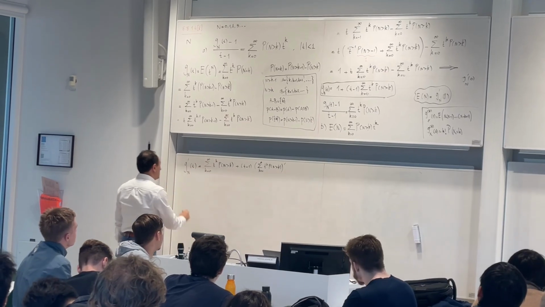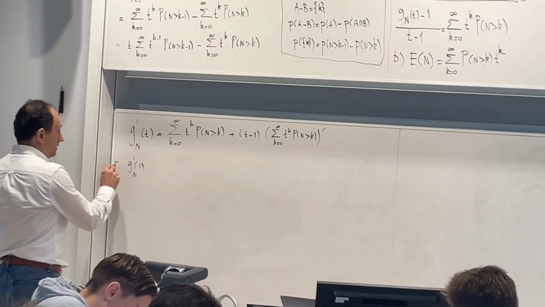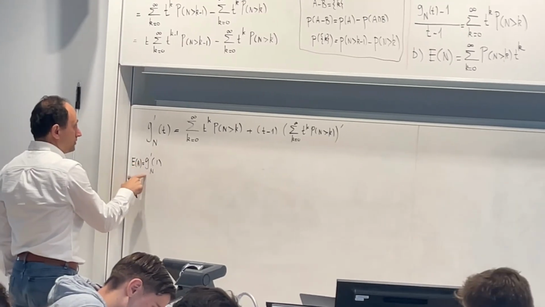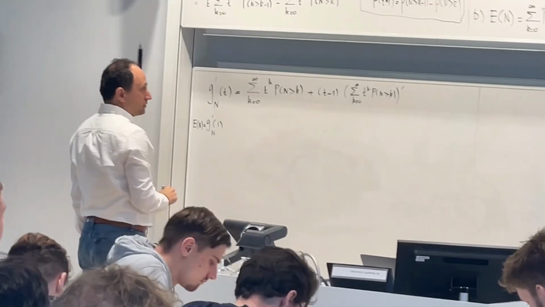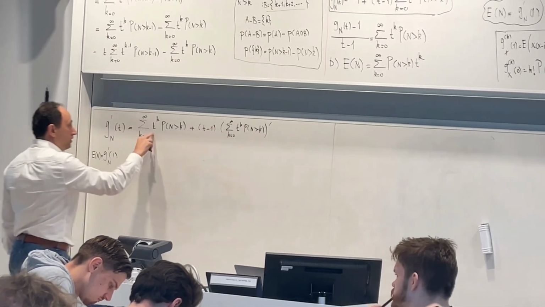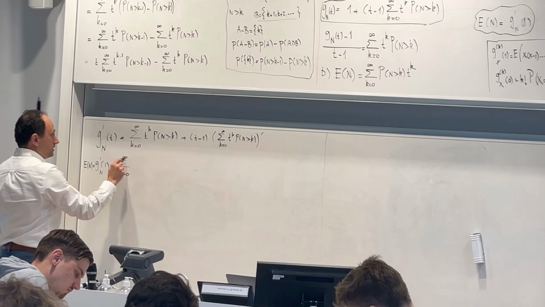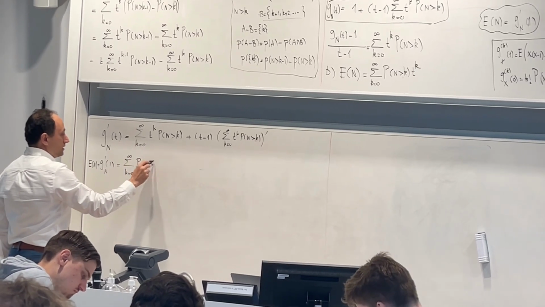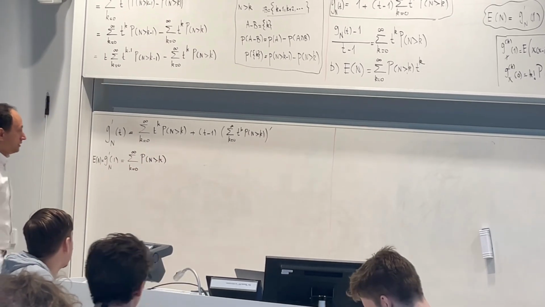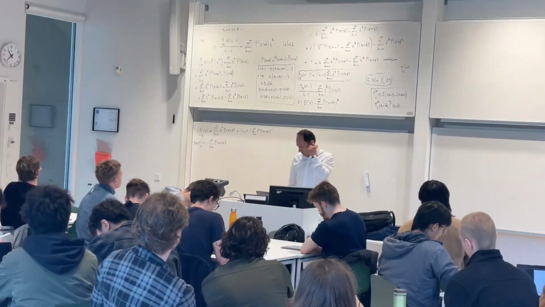Okay, and then I calculate g prime of 1. So E(N) is equal to this. I plug 1 here instead of t. That's why I didn't do it, because this becomes 0 and that is gone. And this becomes sigma k goes from 0 to infinity, P(N is greater than k). Is it the answer? Yes.